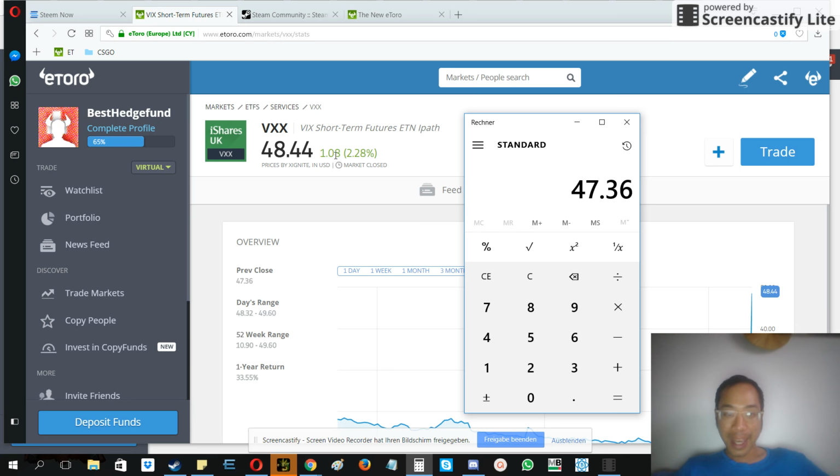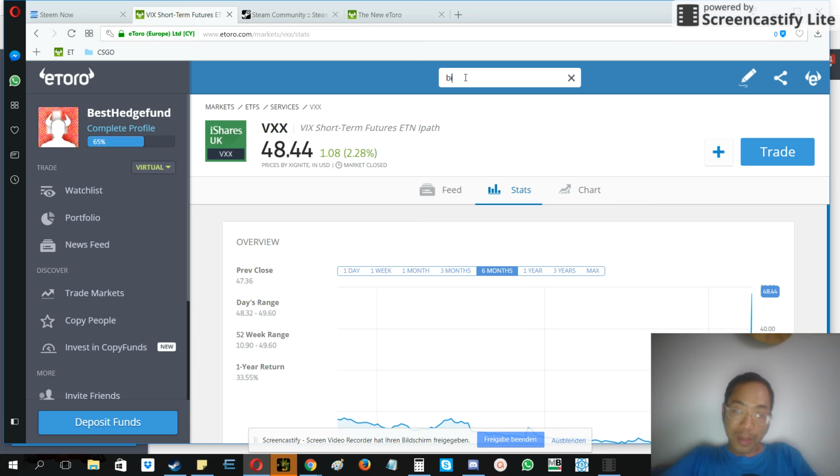So right now that would be the price of the VIX, and when we add $1.08, let me just check again, 47.36 plus $1.08, then we should get the actual price. So you can see the previous day, the VIX just changed $1.